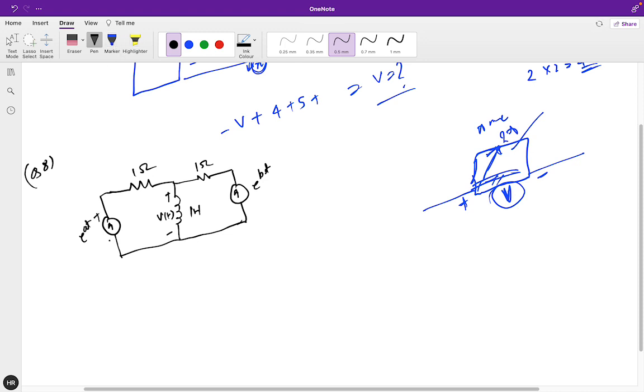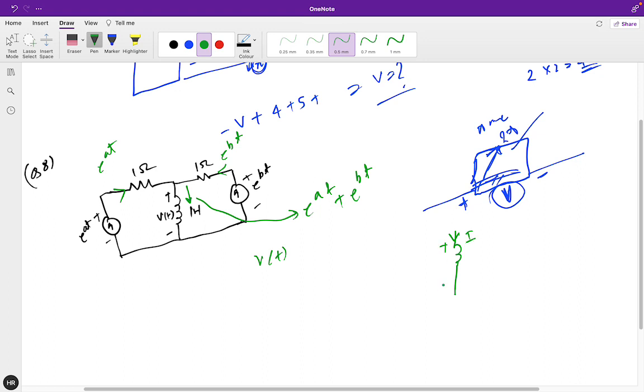It will also have some potential here, but the current is given, so we know it. What current is flowing in e power at, and what current is flowing from here, e power bt? So the current will be e power at plus e power bt. Anyone can tell me what the equation of v of t for an inductor is? If current I is coming, this is positive and this is negative, it's developing some voltage. So v of t is equal to L di by dt, right?